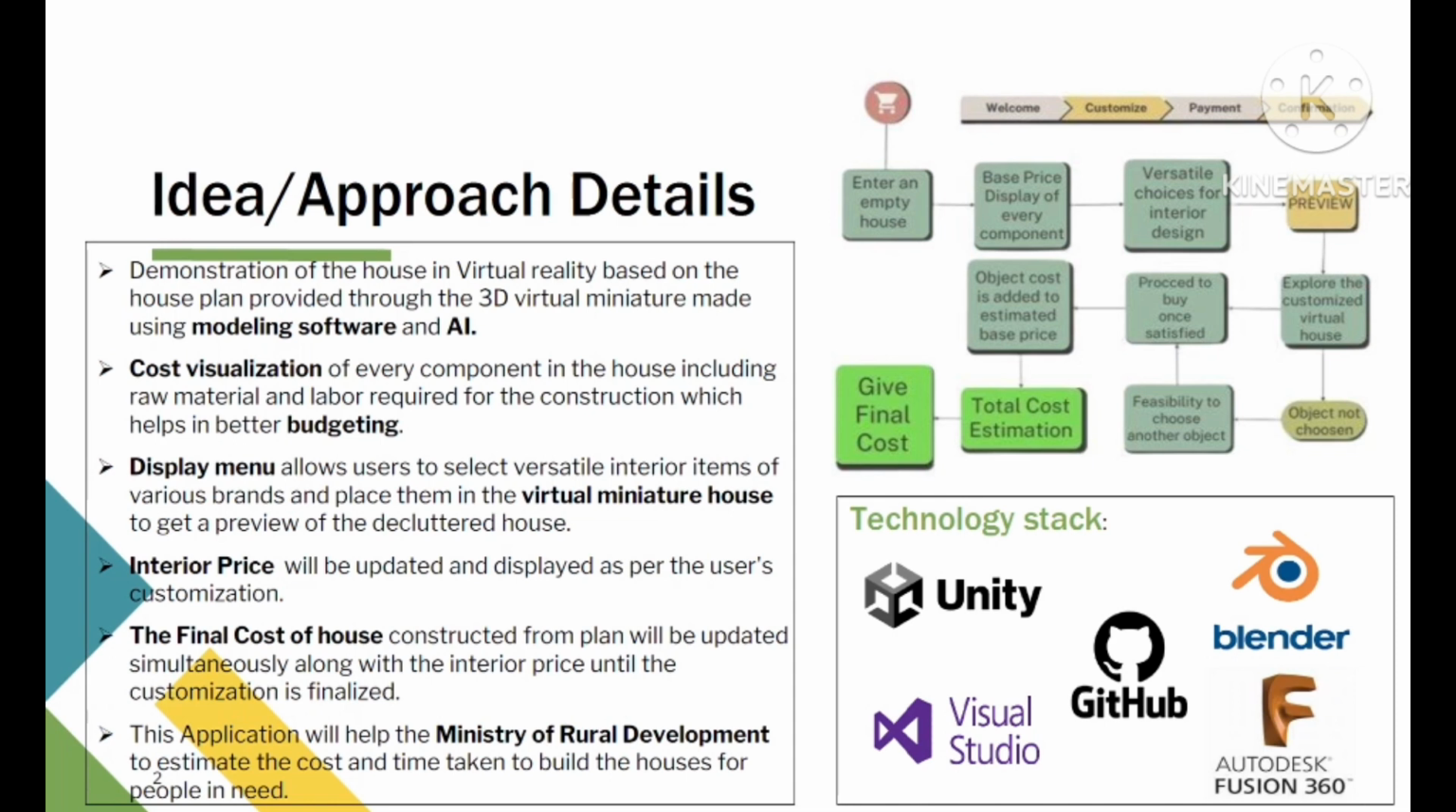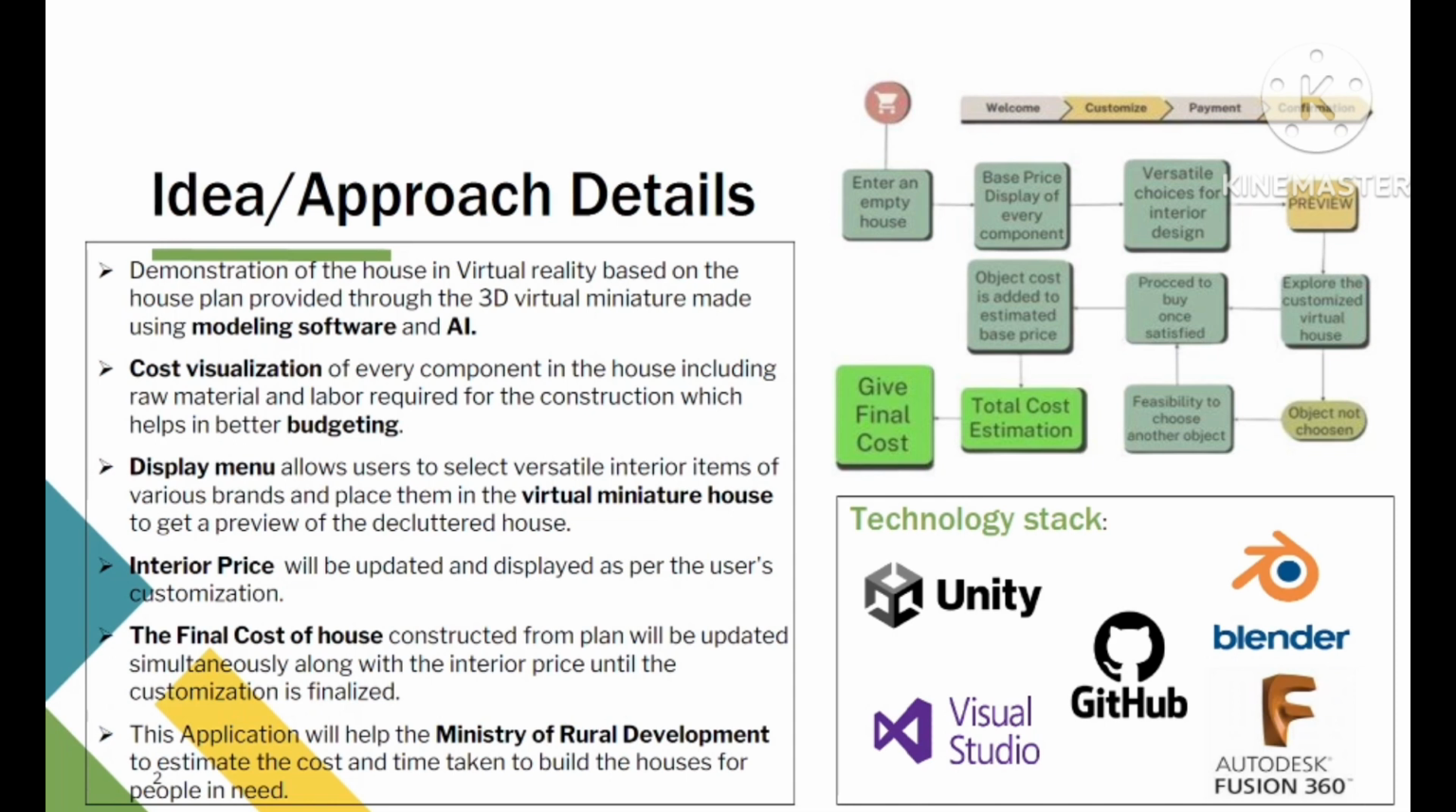So the technology stack that we have used is Unity, Blender, Fusion 360, Visual Studio and GitHub. So Unity is going to be the core of everything because that is where we are developing the VR solution for our problem statement. And Blender and Fusion 360 are the 3D modeling software that we are using to develop the 3D miniature using AI plugins for our problem statement. And we are using Visual Studio as an IDE for our Unity. And GitHub remains in the center, that is it is going to help us to maintain version control for our project.